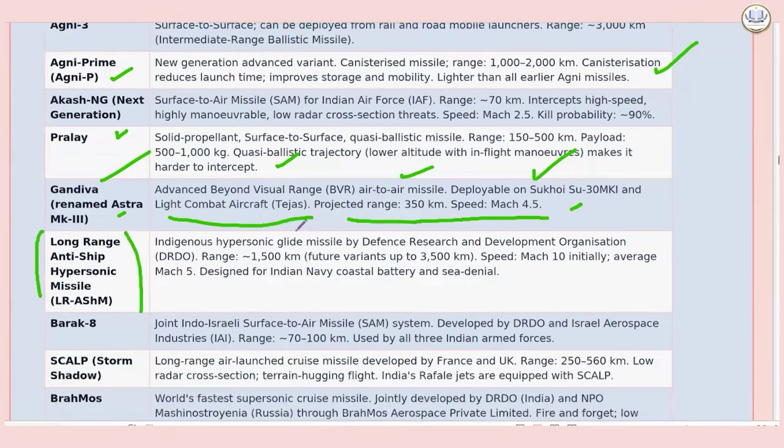That is an indigenous hypersonic glide missile by DRDO. Range is 1,500 kilometers, and future variants can go up to 3,500 kilometers. Speed Mach 10 initially, average Mach 5. Designed for the Indian Navy, coastal battery and sea denial.